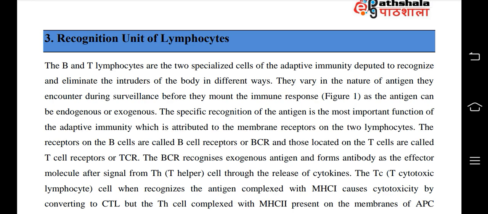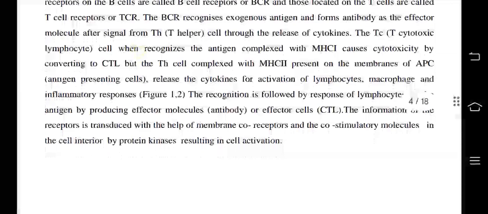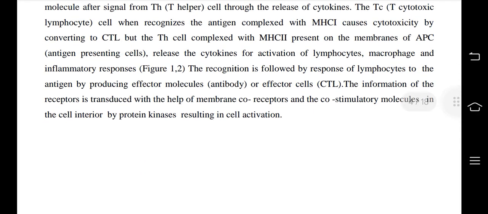The BCR recognizes exogenous antigen and forms antibody as the effector molecule after signal from the T helper cell through the release of cytokines. The T cytotoxic lymphocyte, when it recognizes the antigen complexed with MHC1, causes cytotoxicity by converting to CTL. But the TH cell, complexed with MHC2 present on the membranes of APC, antigen presenting cells, releases cytokines for activation of lymphocytes, macrophages, and inflammatory response.